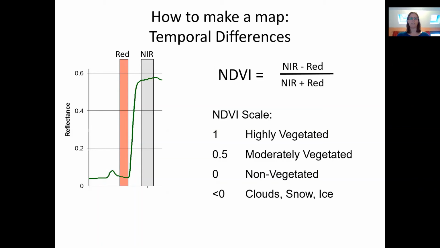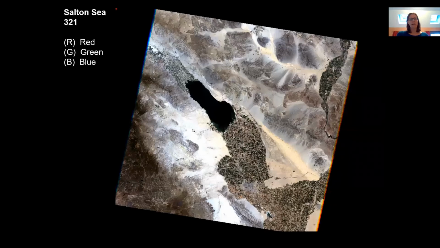And so you end up with this scale of technically -1 to 1, but the -1 values tend to be things like clouds or snow or ice, and so we don't worry too much about those. So effectively everything from 0 to 1. 0 is very little or no vegetation, like a sand dune, and 1 would be like a tropical rainforest with tons of vegetation.